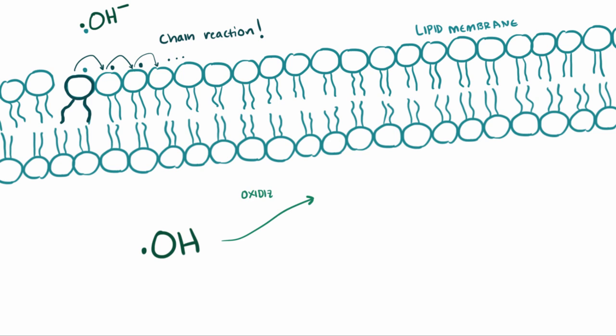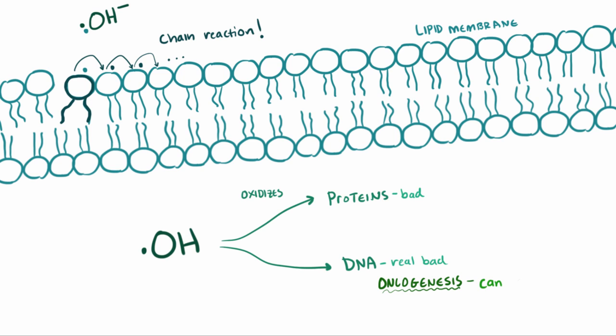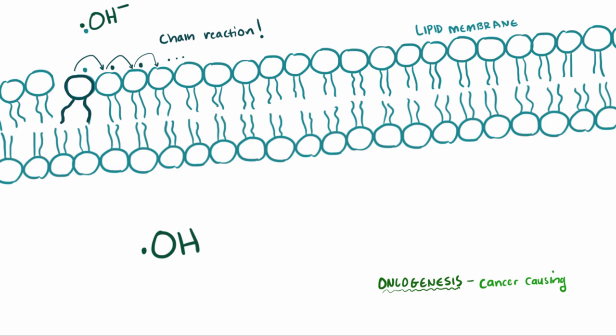Free radicals can also oxidize both proteins and DNA inside the cell as well. Oxidation of proteins can obviously hurt the cell, depending on the protein's function, but oxidation of DNA is serious and is a super big player in oncogenesis, or causing cancers, since cancers are formed by mutations of DNA. So if these free radicals oxidize DNA and introduce mutations, all of a sudden your risk for developing a cancer goes up.